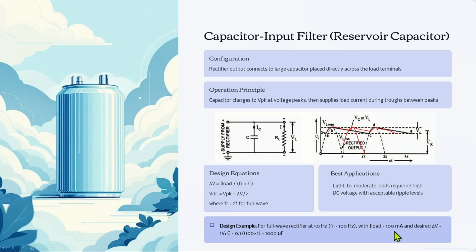Here the base application is moderate loads where we require high DC voltages with acceptable ripple levels.